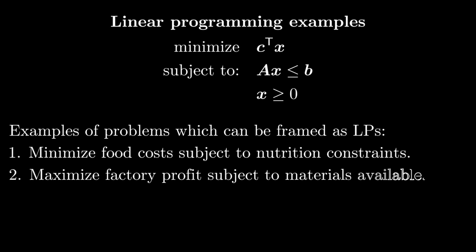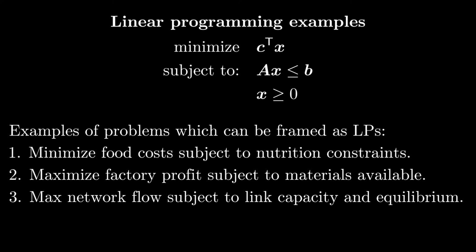You could apply a very similar logic to maximizing the output of a factory. The X's are the quantities of different items that you might produce. C reflects the profit that you get when you sell one of those items. And the constraints in A and B would reflect what materials are available to you.